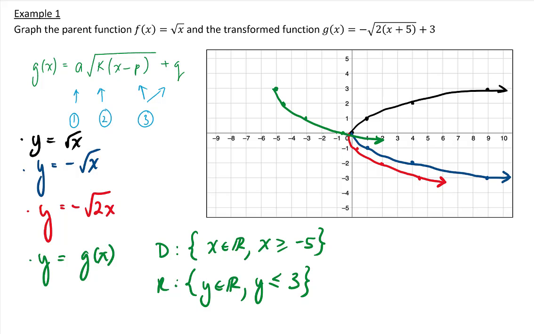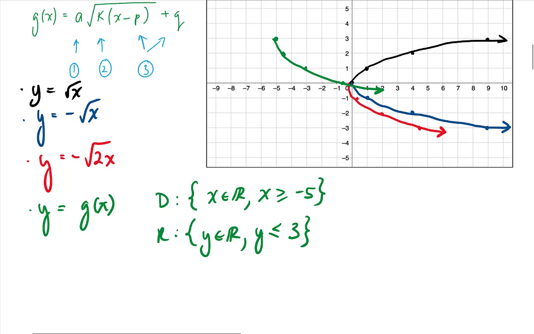Now this can be tedious with more complex functions, and sometimes it's hard to find the points. So a new method we're going to use is just go directly from the parent function to the transform function. And let's think about how we can do that. Remember, we started with the points x and y. So if we think about what a, k, p, and q do to the function, we can then come up with a formula to get the transform points and the final graph.